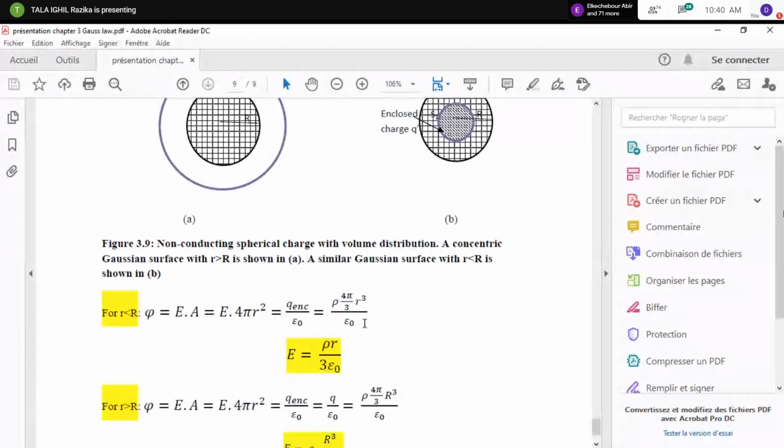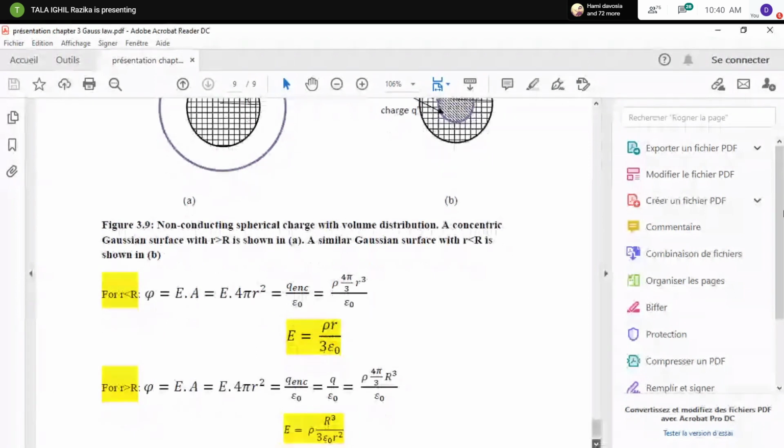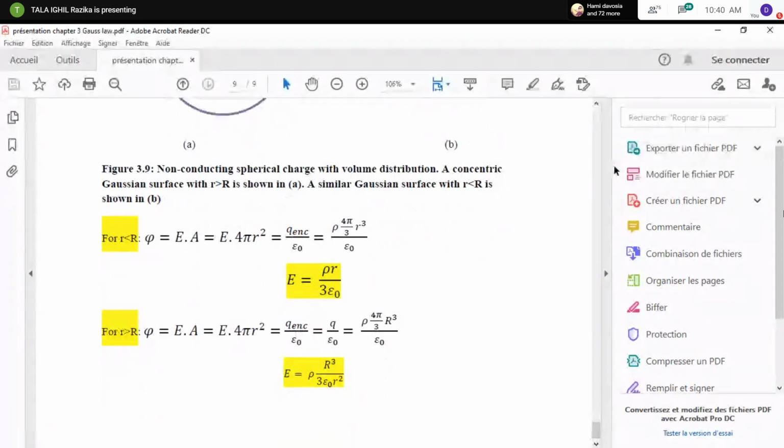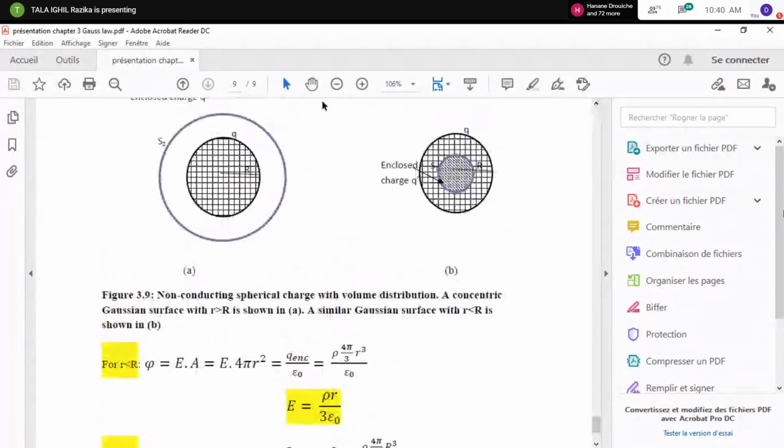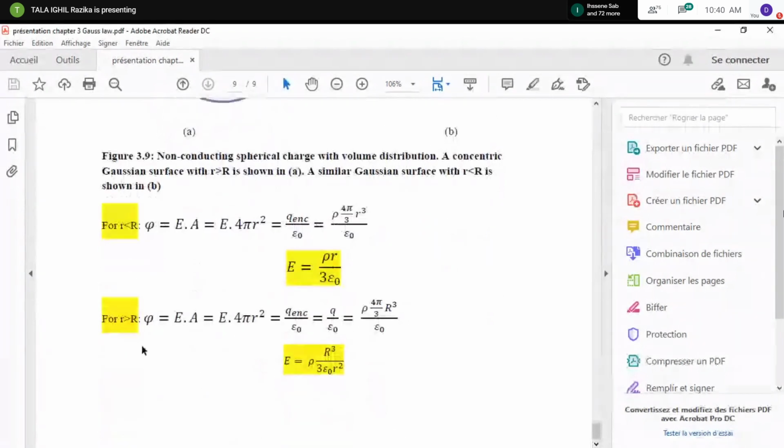Then we deduce the formula of E on the inner surface: E is rho r over 3 epsilon 0. Okay, so then for r greater than capital R, if we are really outside, we will see the total charge Q, so we don't need to work with rho. I will write directly Q enclosed is Q, so E is Q over 4 pi epsilon 0 r squared.